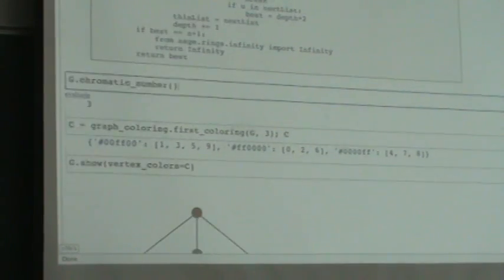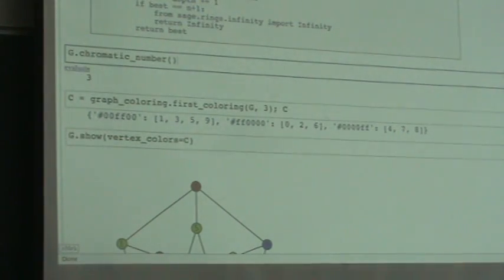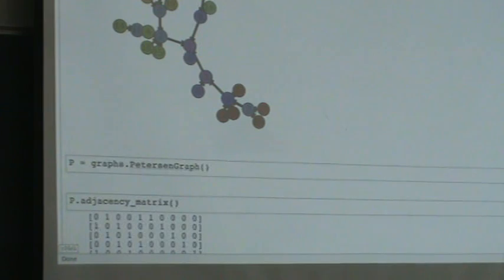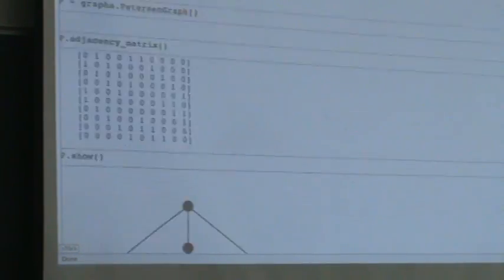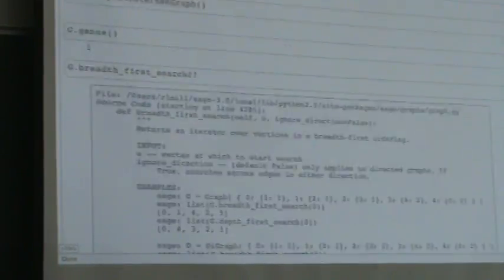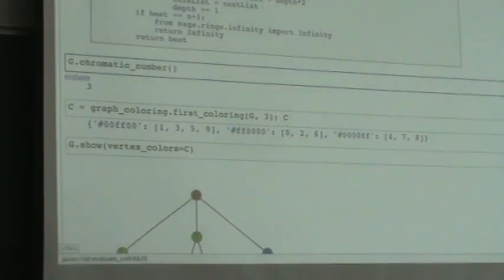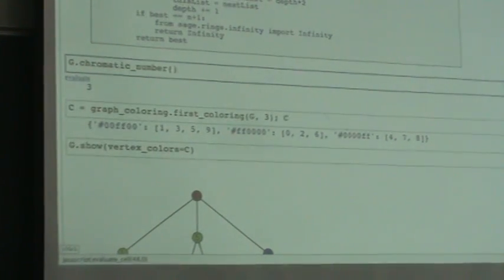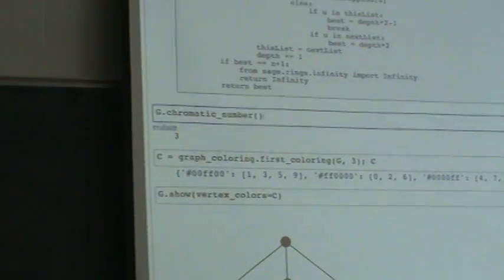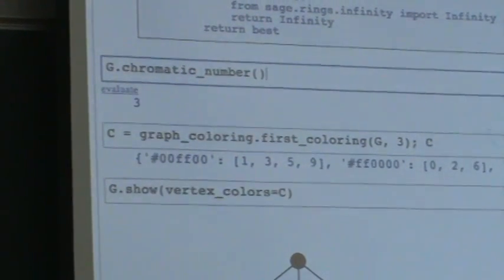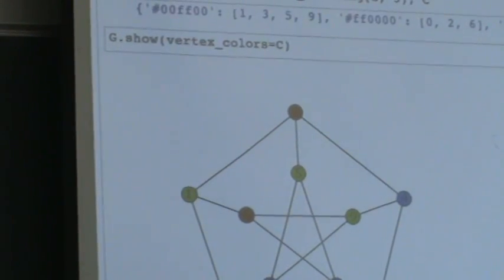It's pretty short. Okay, so the chromatic number, if you recall, I was talking about graph colorings here before. So the rule is that no edge can have the same color on both ends of it. So the chromatic number of a graph is the smallest number n for which there's an n coloring. An n coloring is just an assignment of n colors to all the vertices such that no edge has the same color on both ends.